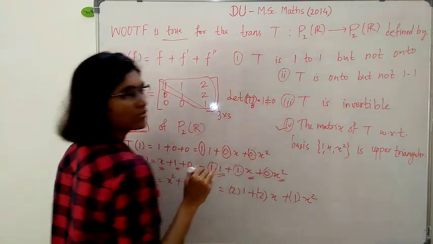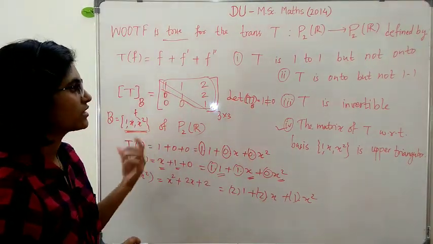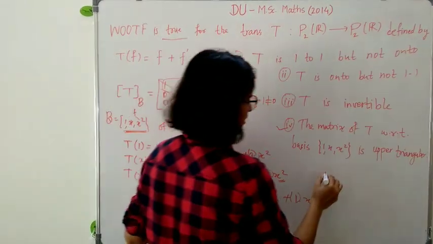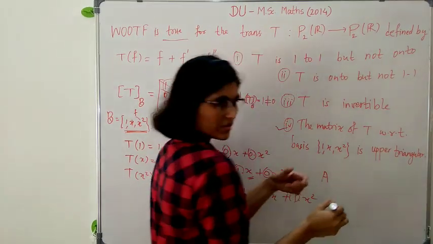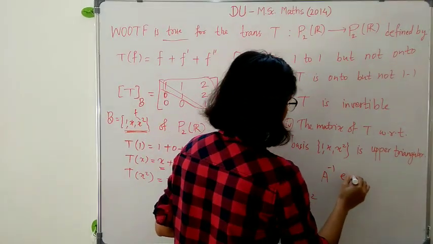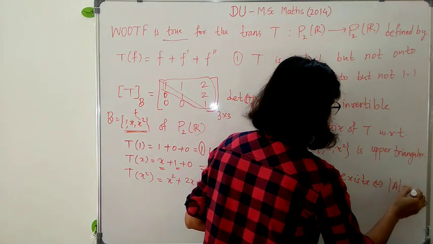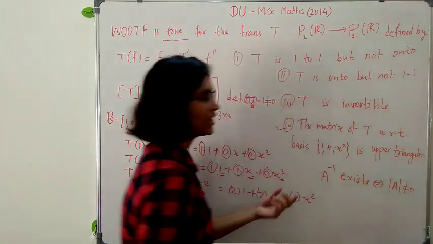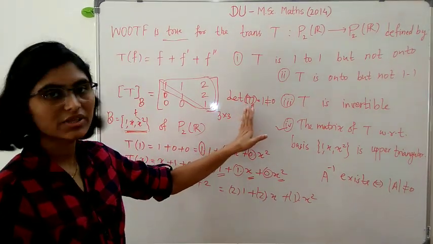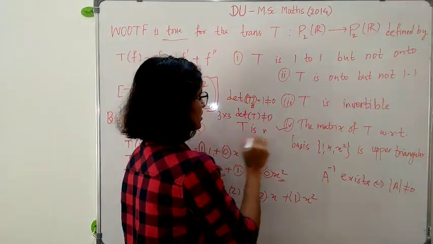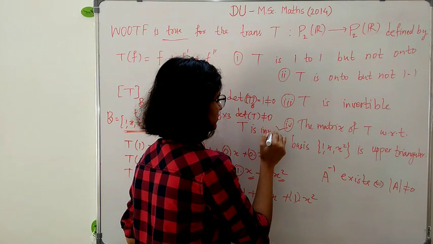Clearly this is not 0, right? And we know that some matrix A is invertible, that means A inverse exists, if and only if the determinant of A is not 0, right? Now see, here the determinant is not 0, that means T is invertible.